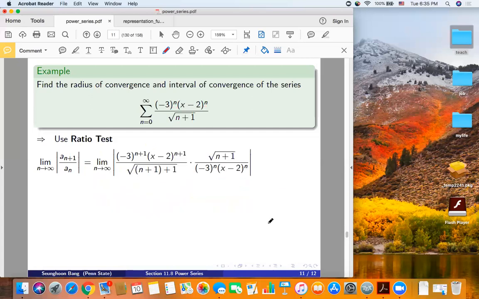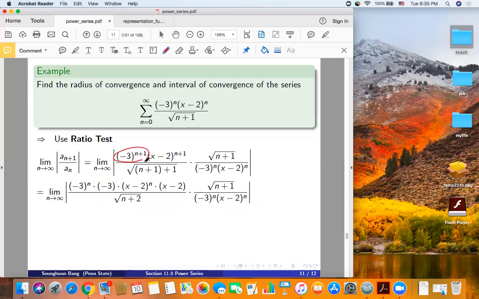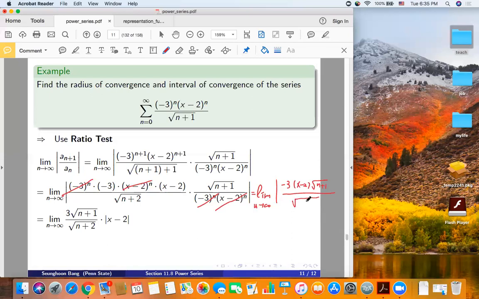Next, simplify. This is exactly the same as negative 3 to the n times negative 3. (x minus 2) to the n plus 1 is (x minus 2) to the power n times (x minus 2). n plus 1 plus 1 is n plus 2. Next, cross out the common factors. This is the same as the limit as n approaches infinity of the absolute value of negative 3 times (x minus 2) times the square root of n plus 1 over the square root of n plus 2.